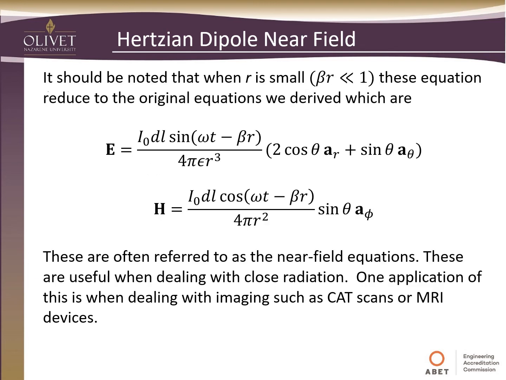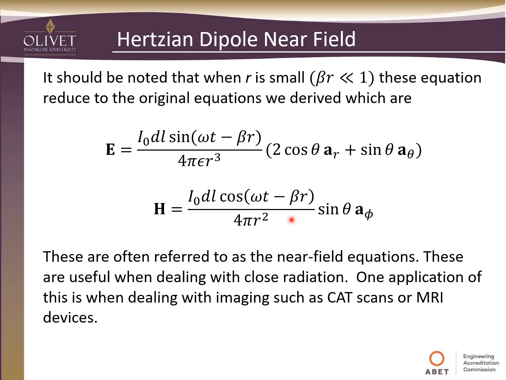So I do want to look at a couple of special cases here, and this is true for all antennas and for electromagnetics in general. We take note of when the radius, that is the distance away from our antenna, is small. Well, what do we mean by small? We mean that if you take the phase constant times the radius, if that's much, much less than 1, then these equations can be reduced, and this is what they reduce to.